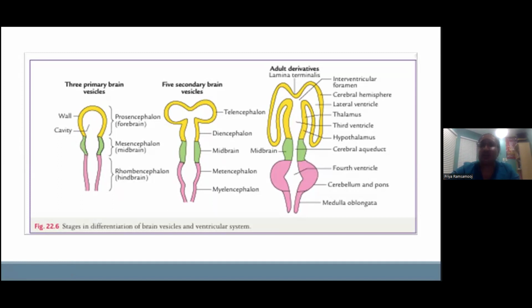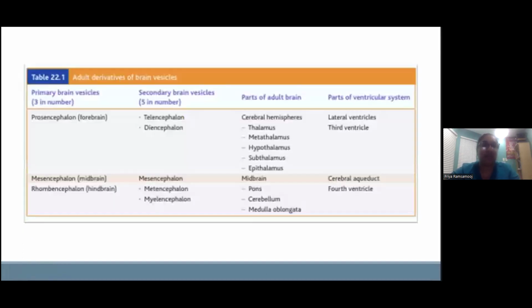Now, this really doesn't show much change in the early parts of development, except that the cavity tends to get progressively narrowed to form the cerebral aqueduct. The rhombencephalon, or the hindbrain, which is the third primary vesicle, then divides rostrally to form the metencephalon, which is going to eventually develop into your cerebellum and your pons, and your caudal myelencephalon, which would then give rise to your medulla oblongata.